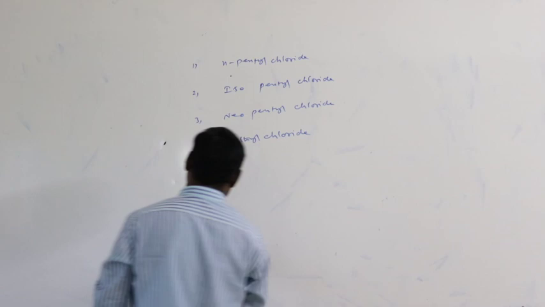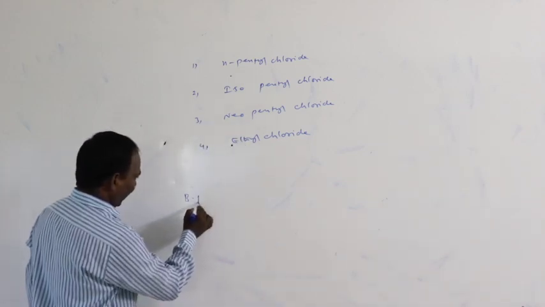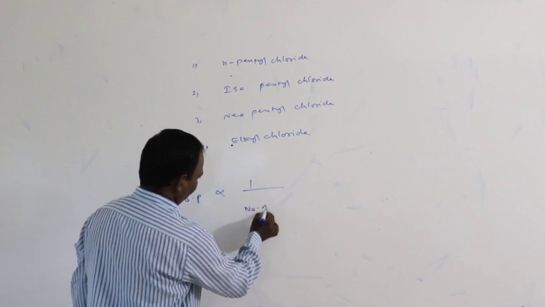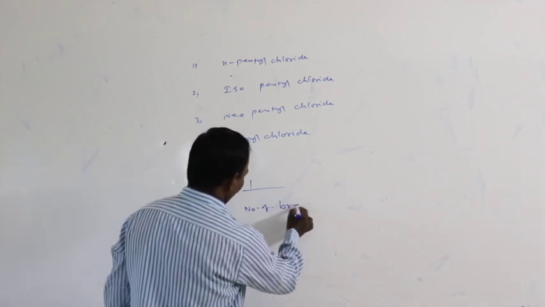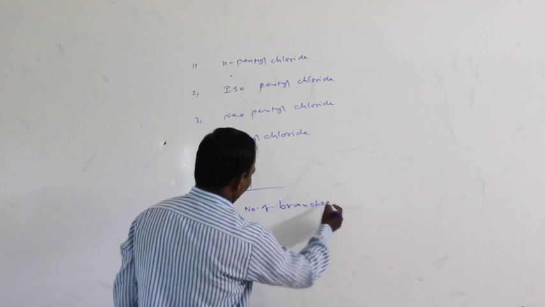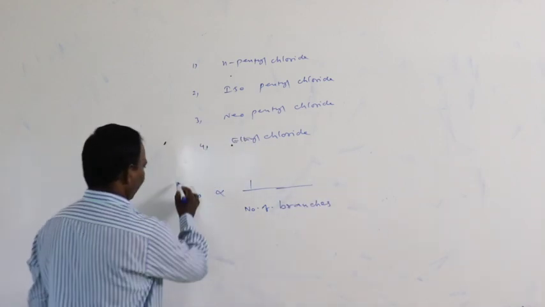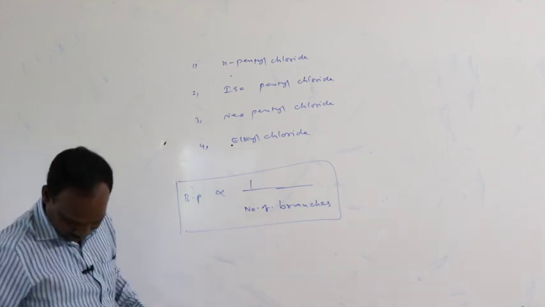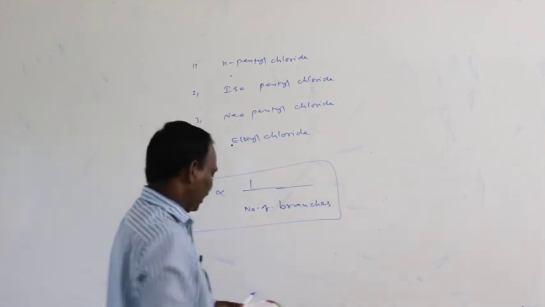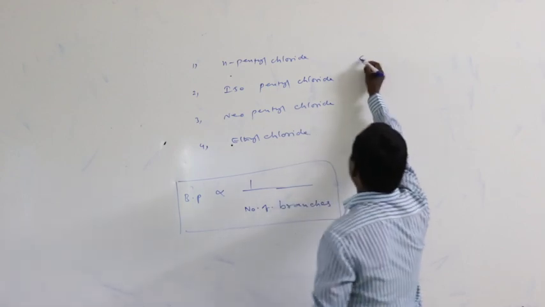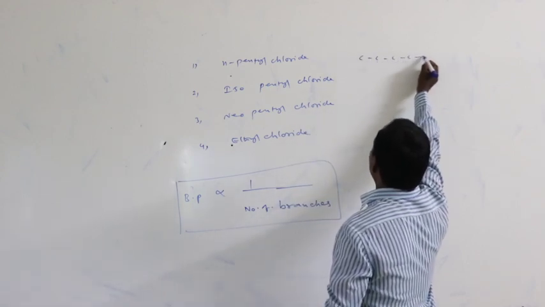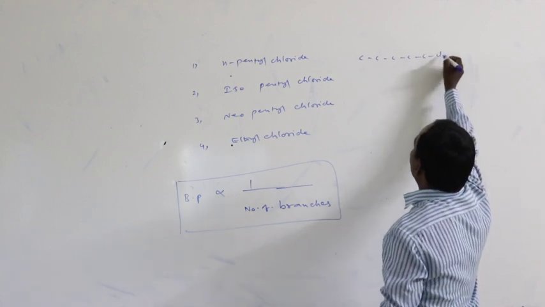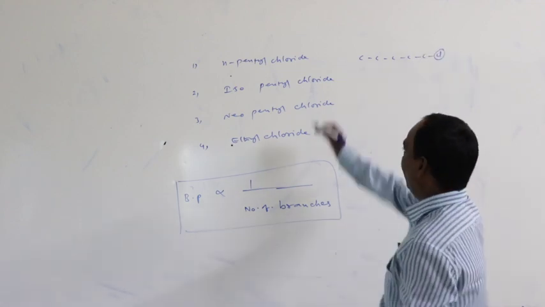First of all, the relation of boiling point is inversely proportional to number of branches. Boiling point is inversely proportional to number of branches. So therefore, N-pentyl chloride means 1, 2, 3, 4, 5 carbons with chlorine. This is N-pentyl chloride.